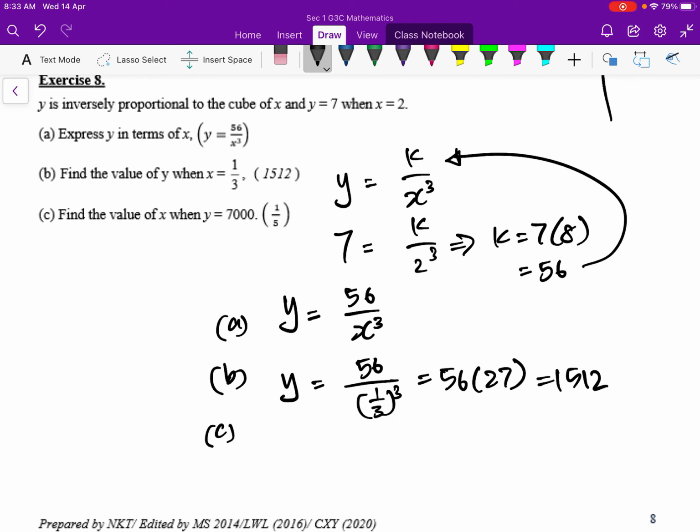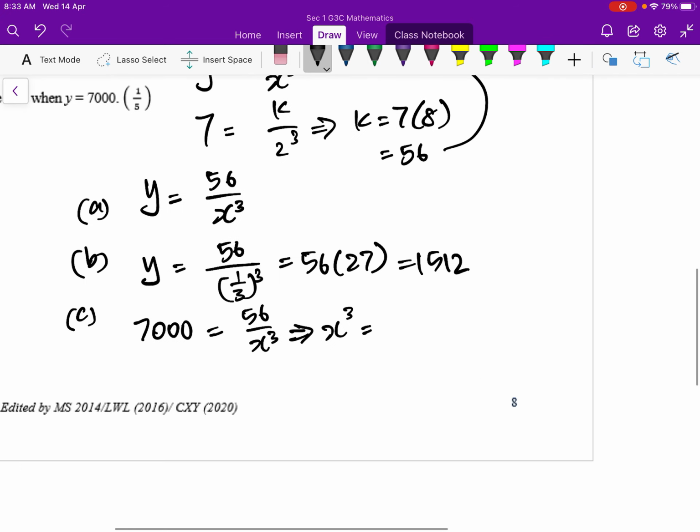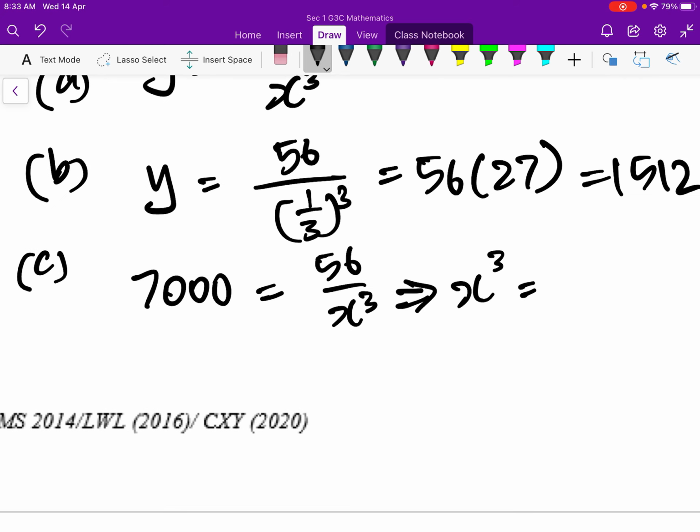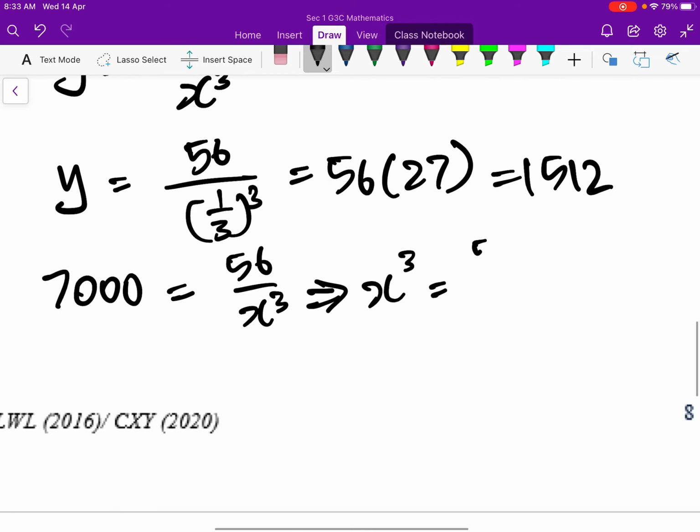And part C, find the value of x when y is 7,000. So 7,000 is now 56 over x cubed. Therefore, x cubed is equal to, you can swap the position of your x cubed and your 7,000. What we are actually doing is multiplying both sides by x cubed, then dividing both sides by 7,000. So the shortcut actually looks like they are just swapping position only. 56 over 7,000. So if we just want x, then you take the cube root of 56 over 7,000.